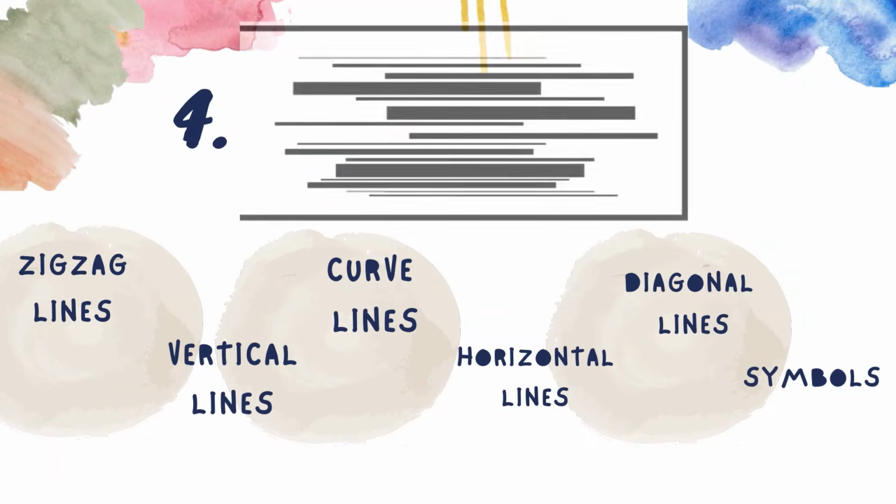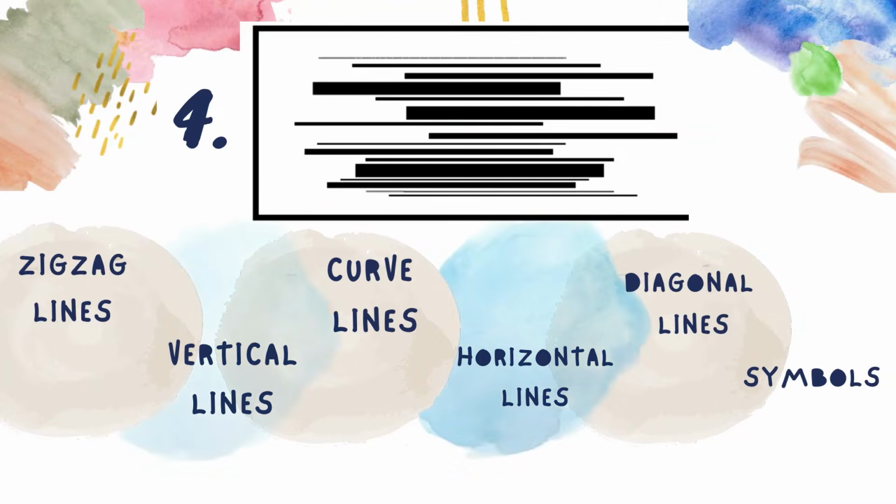Number 4, what lines are these? Are they zigzag lines, vertical lines, curved lines, horizontal lines, diagonal lines, or symbols? Take your time.